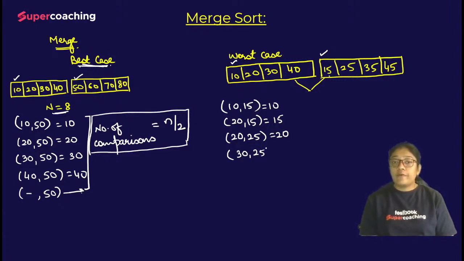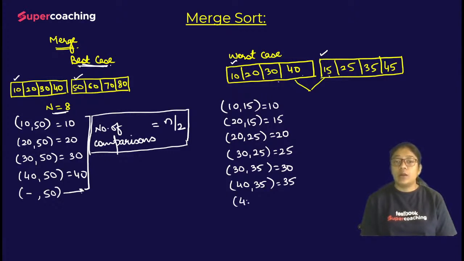Next is 25. 25 is smaller, and since 25 belongs to list 2, we'll be taking the next element. 30 will be compared with 35. 30 is selected. Then the next element from list 1 is 40. 40 will be compared with 35. Here 35 will be taken. Now 40 will be compared with 45. 40 is smaller. The list is over. So no comparison is required because it is already over.